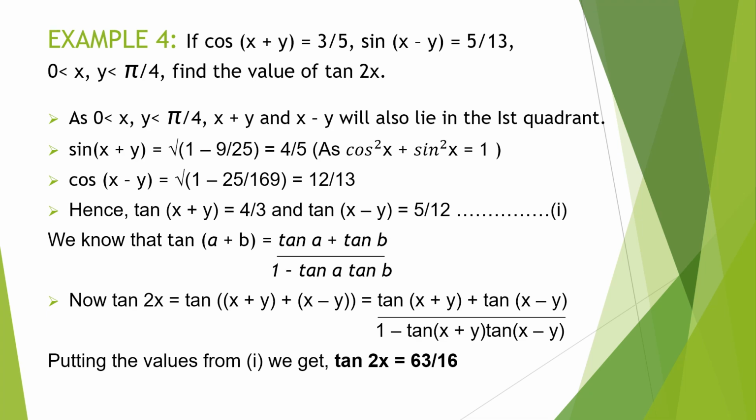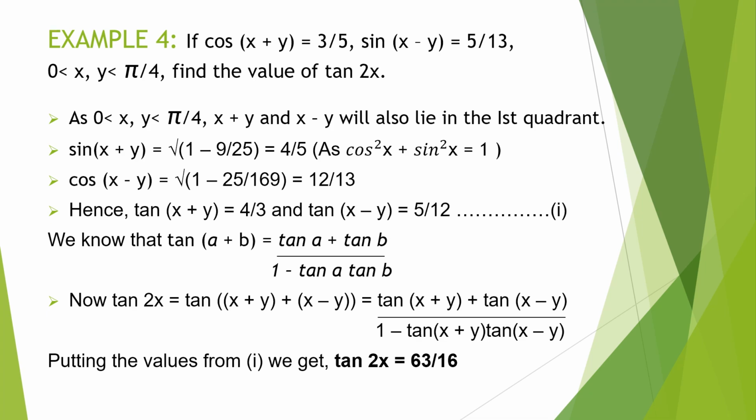Now we have cos square plus sin square equal to 1. We are given the value of cos of (x plus y). So sin of (x plus y) will be root of 1 minus cos square (x plus y). So putting the values we get sin of (x plus y) is equal to 4 by 5.